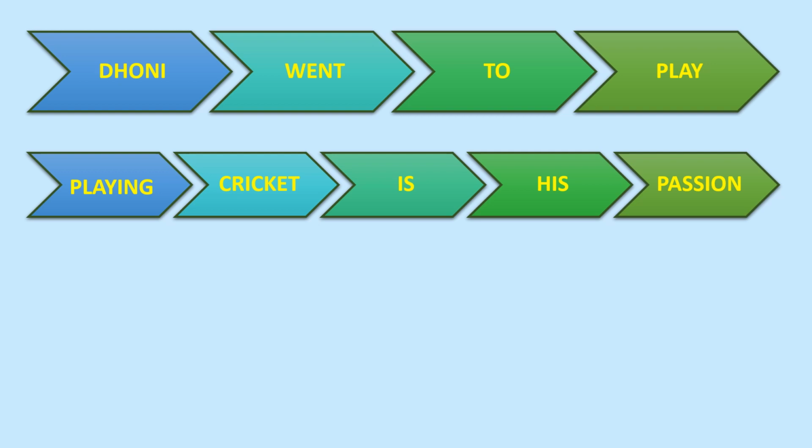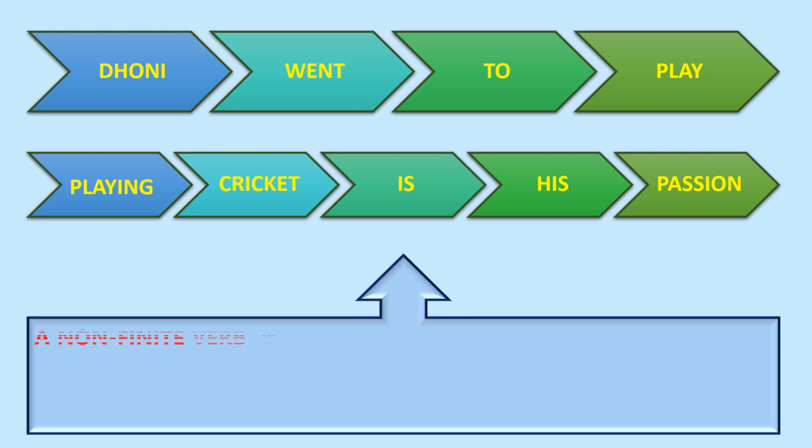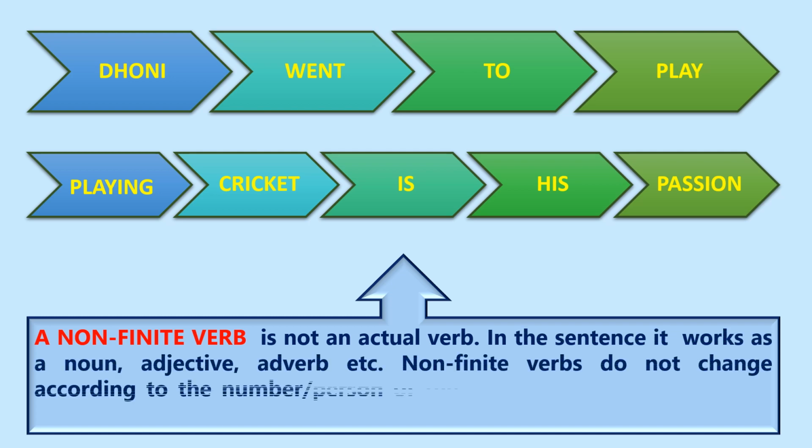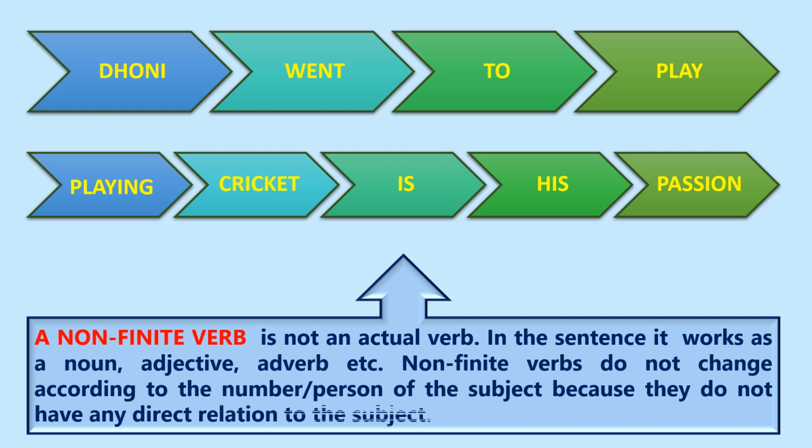In the second sentence, cricket is his passion. And then we are adding here playing cricket. So is is the root verb or the finite verb here, and playing is added as a verb which is not actually a verb. Okay, so that brings us to the non-finite verbs. Now non-finite verb is not an actual verb. In the sentence, it works as a noun, adjective, adverb, etc.